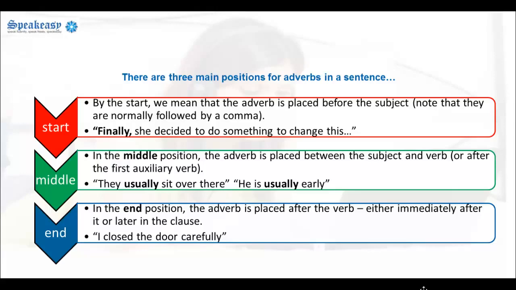In the end position, the adverb is placed after the verb, either immediately after or later in the clause. I closed the door carefully.